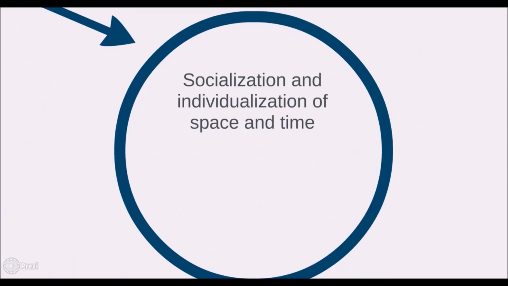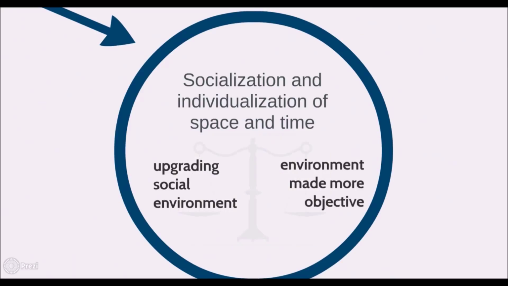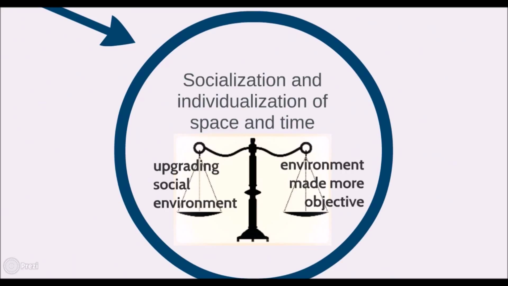Socialization and individualization of space and time. One social scientist will emphasize the first development, upgrading the social environment, whereas another will emphasize the second, the environment, as more objective. But in fact, both processes are active simultaneously and both are supported by media networks.